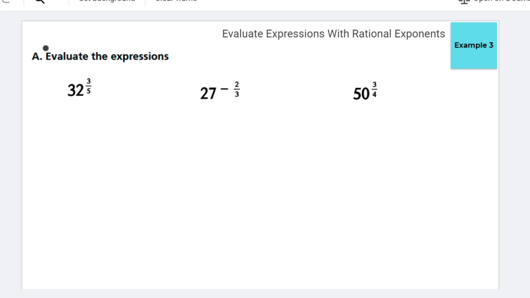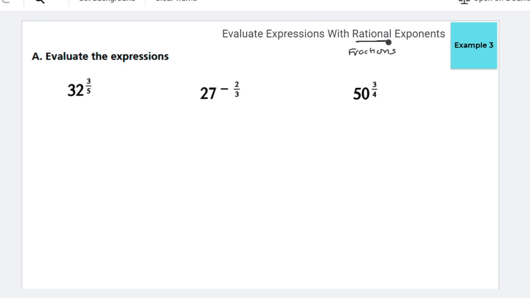In today's video, I'm covering example 3 from section 5-1 in the SavvasRealize Algebra 2 textbook. We are looking at evaluating expressions with rational exponents. Remember, when we're talking about rational, we're talking about fractions. Example 3 just tells us to evaluate the expressions. So we're looking at how to simplify these radicals.